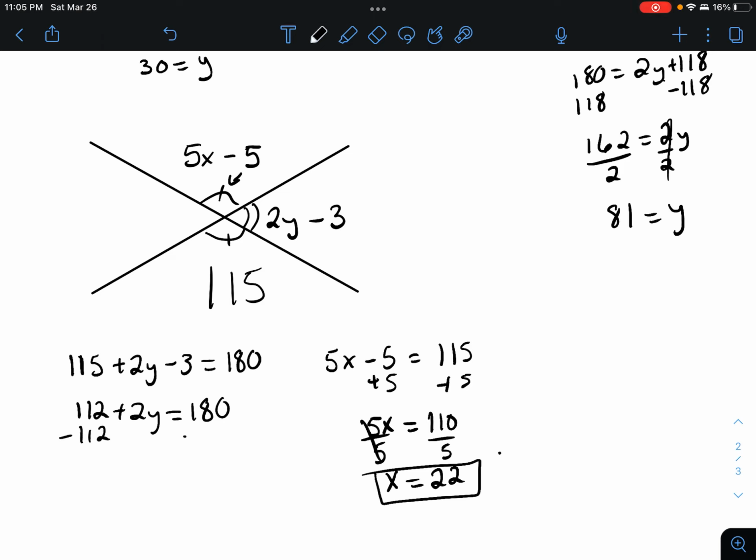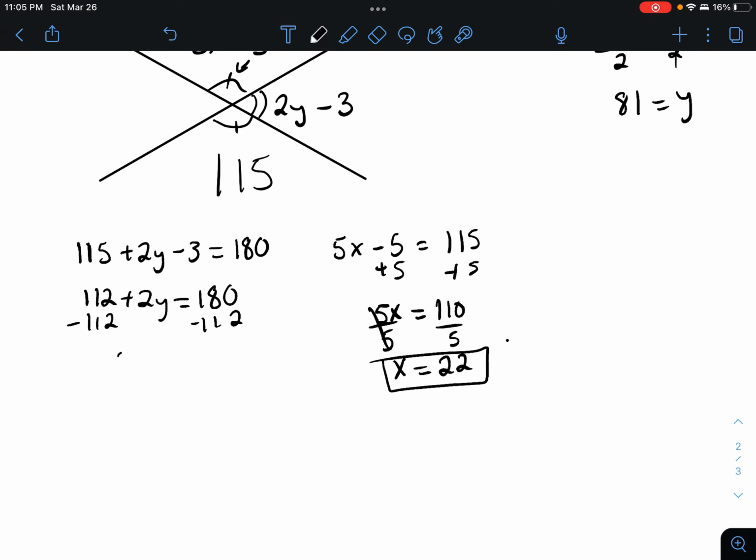Now we can subtract this 112 because we have to do the additive inverse of it. So that's going to leave us with 2y is equal to, when you minus 112 from 180, we're left with 68. Now we know that y is 2 of those, so to undo our multiplication of 2, we divide both sides by 2. That's going to leave us with y is equal to, half of 68 is going to be 34. So there you have it.